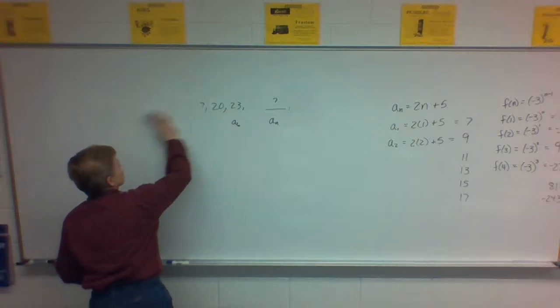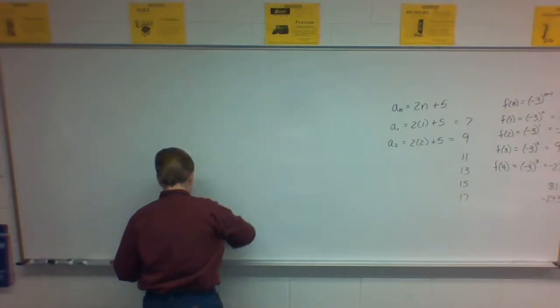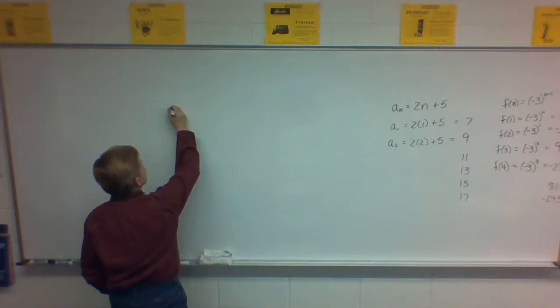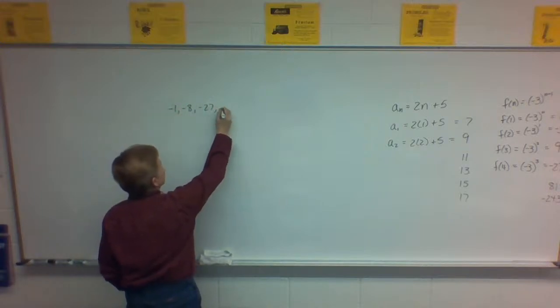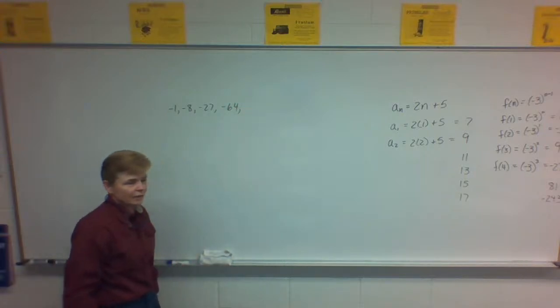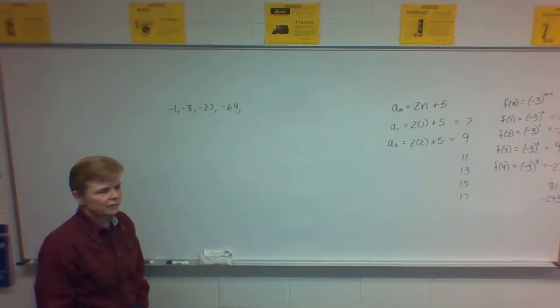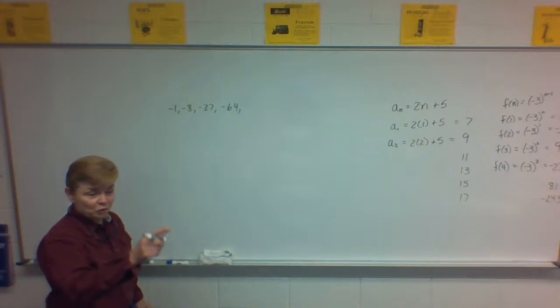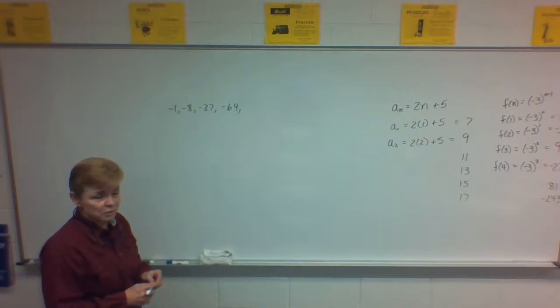Get rid of this up here so I can stay on this board. Somebody read me that pattern again. What was it? -1, -8, -27, -64. And I want you to write the next term. Can you distinguish the pattern here? They're all perfect cubes. Do you recognize those as cubes?